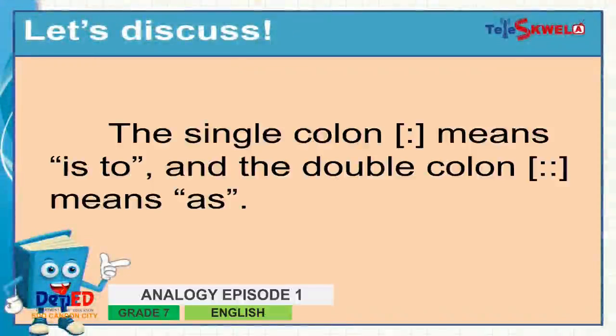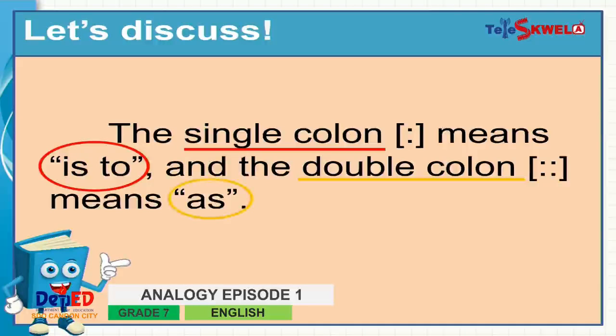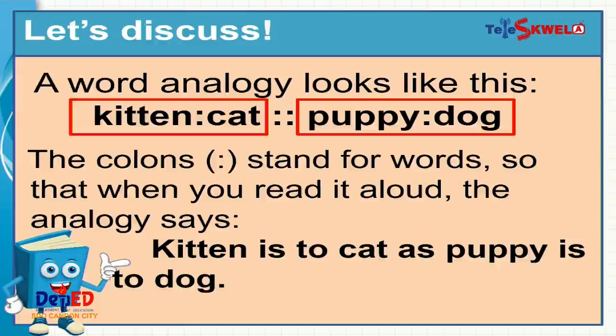The single colon means "is to," and the double colon means "as." Looking back at the example, the double colon, which is read as "as," is the same as the equal sign in a mathematical equation, where the left side of the equation is equal to the right side. The same with analogies. The relationship of the pair of words on the left side should be similar to the relationship of the pair of words on the right side.